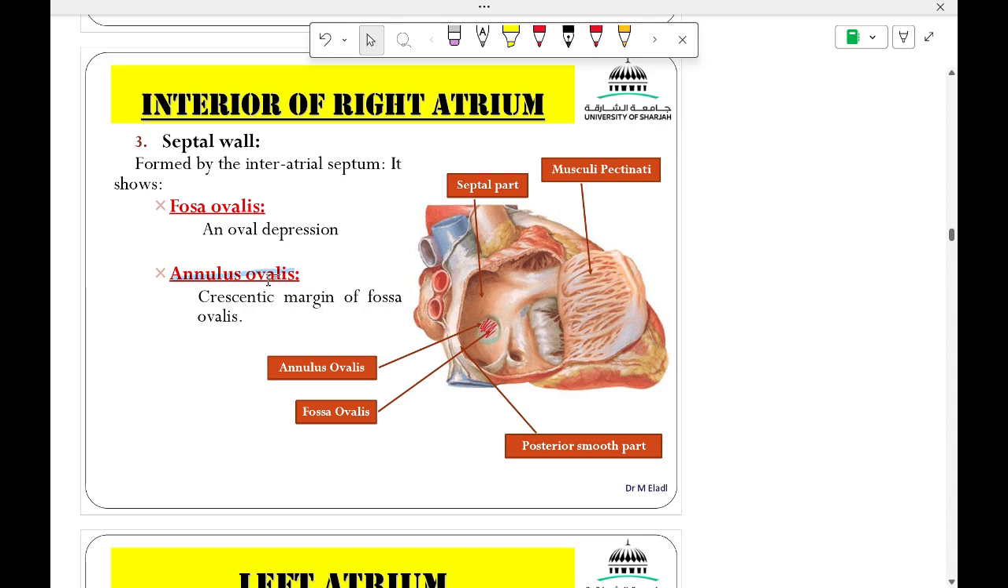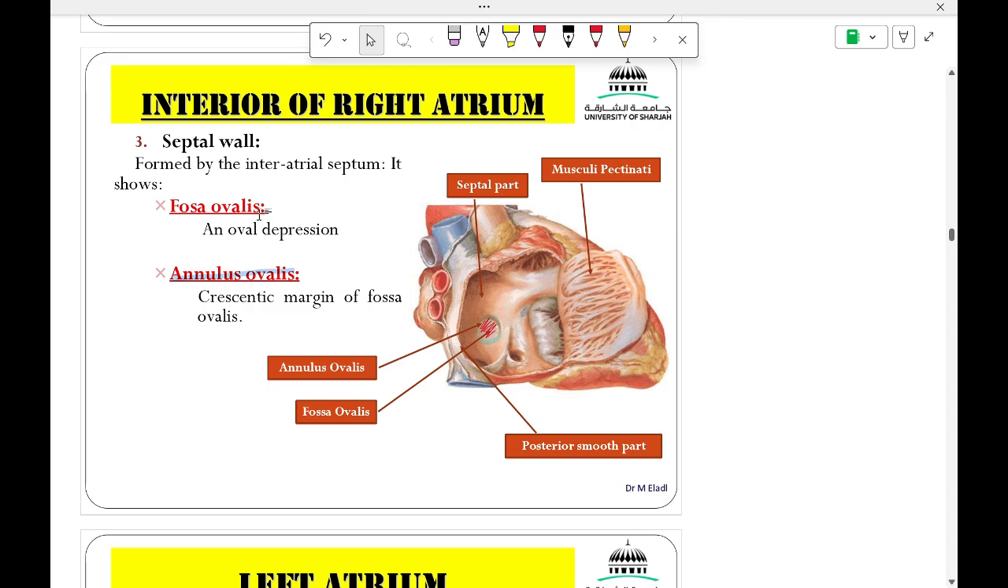Now we know early in the development, there were no lungs, right? So in this case, in the circulation, the blood had to pass between the two atria, and what allowed this was the foramen ovale, a structure known as the foramen ovale. However, with the development of the lungs, we did not need the structure anymore, so it remained as a depression. And this oval depression that you can see over here is the fossa ovalis.